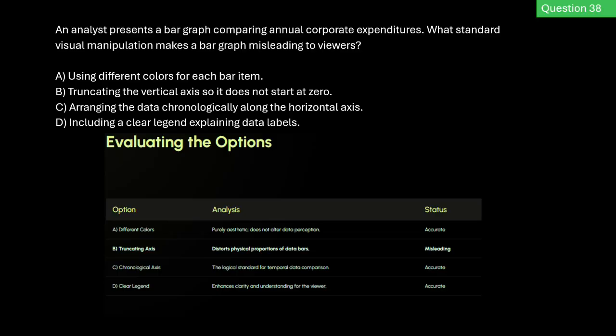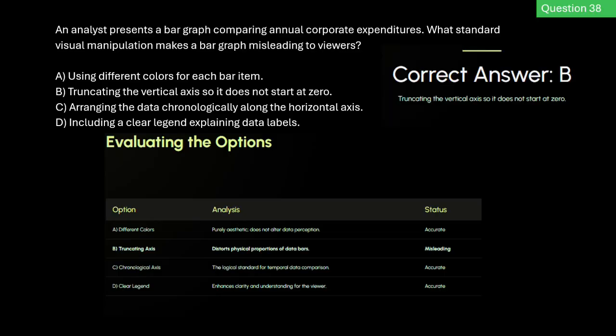Now that leaves us with option B, truncating the vertical axis so it does not start at 0. This is one of the most common manipulations used in media reports and biased corporate presentations. By removing the 0 baseline, you twist objective data into a dramatic narrative that doesn't actually exist in the numbers. So for a bar graph to maintain total mathematical integrity, the y-axis must always start at 0.